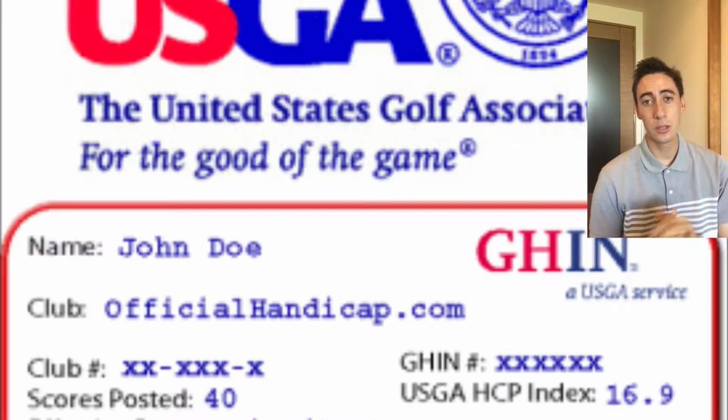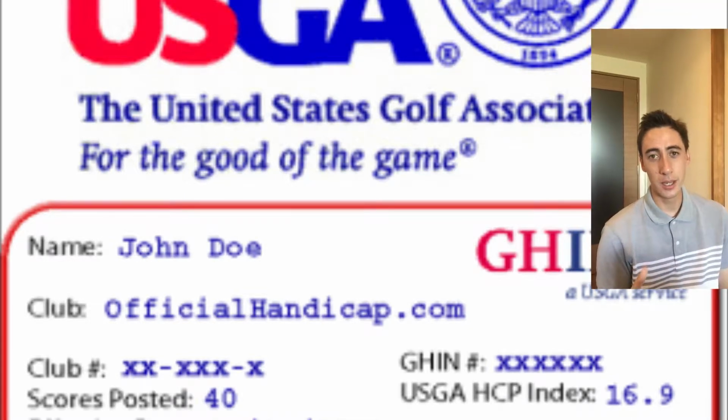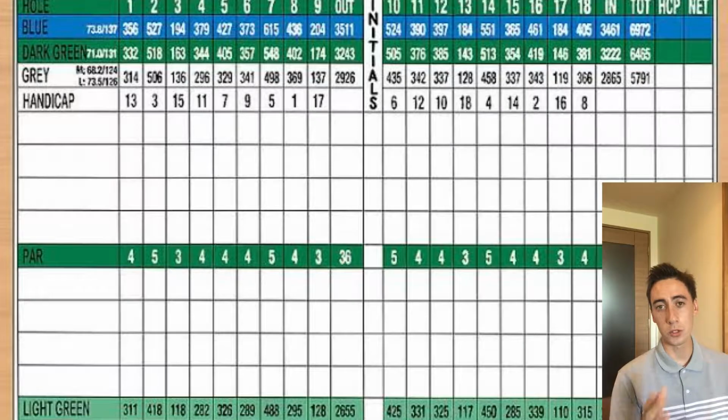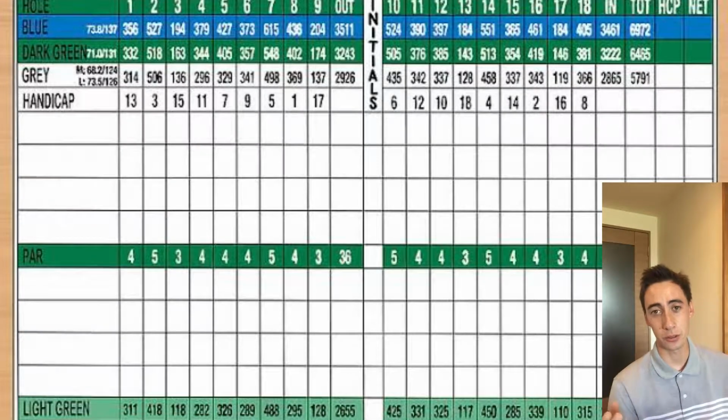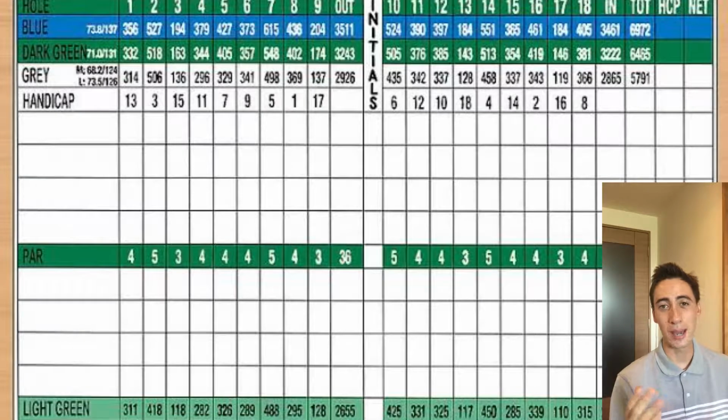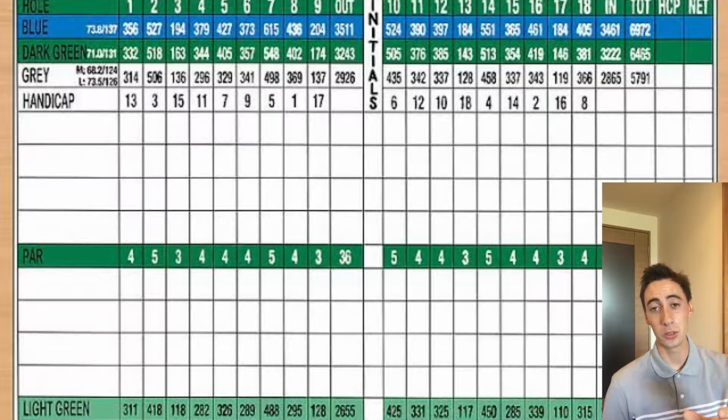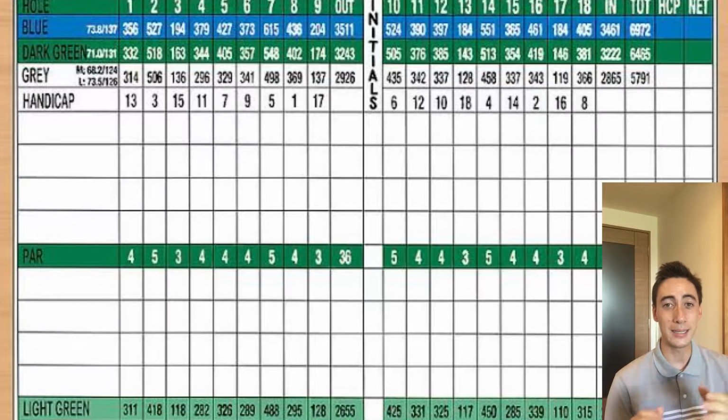2, you have to know what handicap you are for this to work out. Let me explain what that means. Each hole on the golf course, on the scorecard, has a handicap for that particular hole. The handicap just tells us how hard the hole is. If it's the number 1 handicap hole, it's the toughest hole on the golf course. If it's the 18 handicap hole, it's the easiest hole on the golf course.